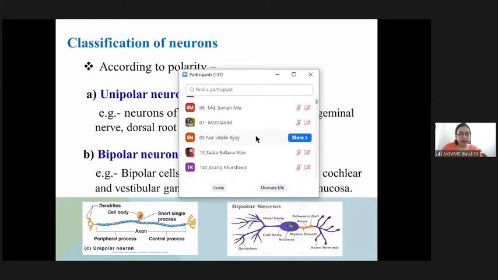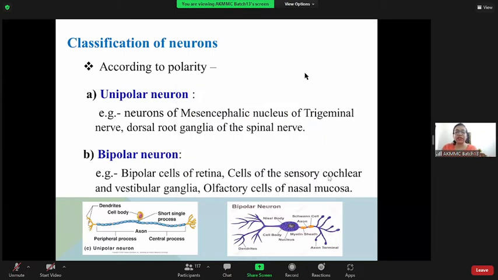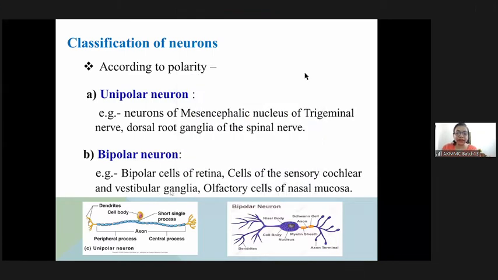And that's how we will find bipolar neurons in the cochlear and vestibular ganglia. We'll find this bipolar neuron in the olfactory mucosa. We already heard about this olfactory mucosa in the respiratory system, isn't it? Olfactory mucosa, superior nasal concha, above the level of the superior nasal concha. A special type of mucosa was present there.